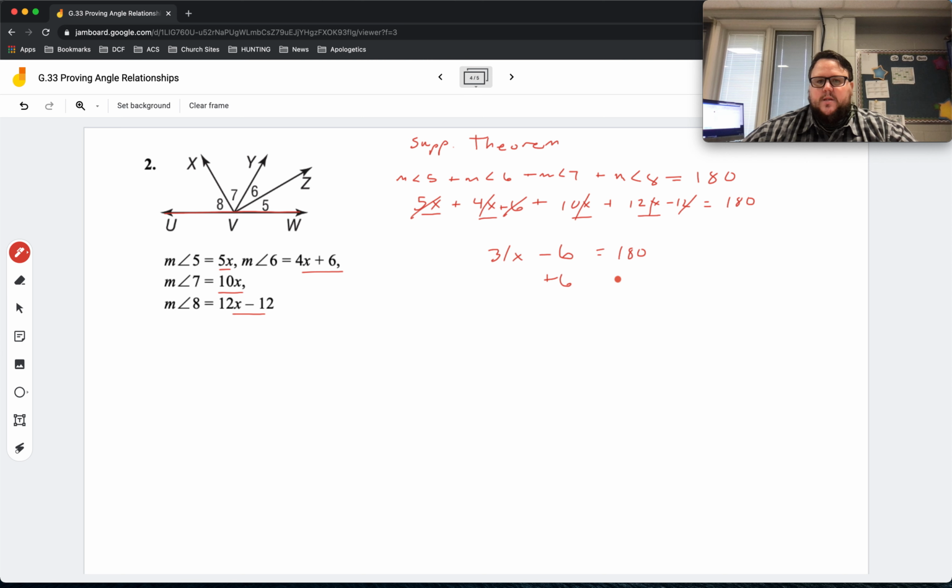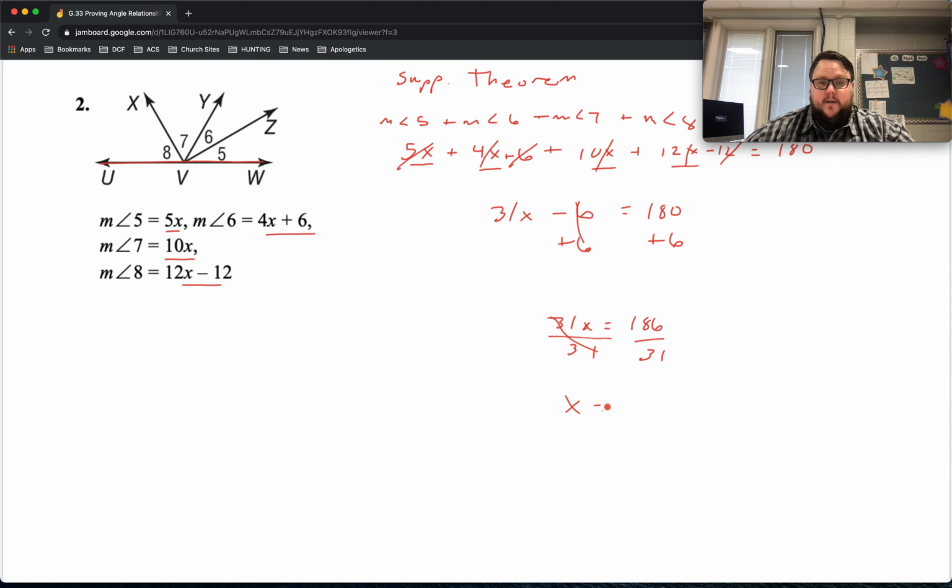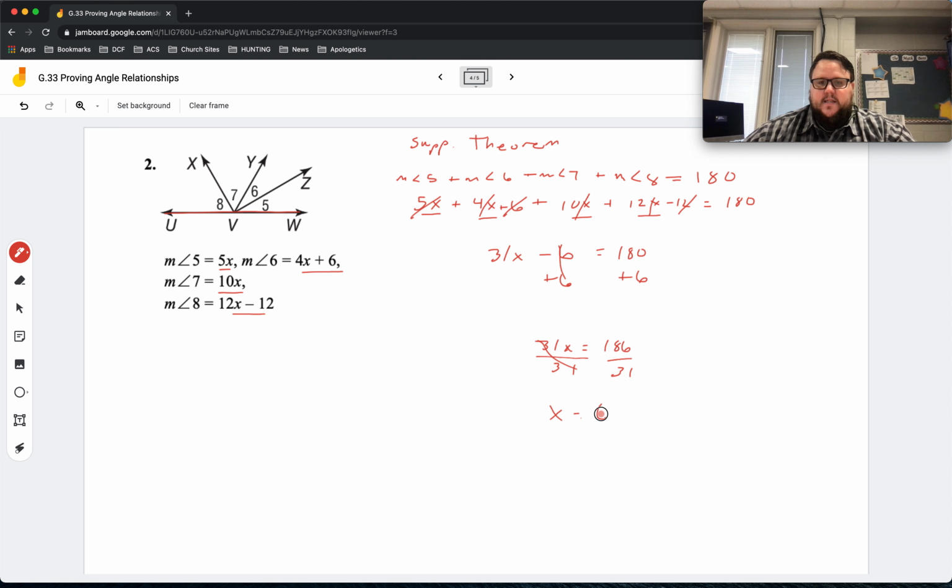Add 6 to both sides. 31x equals 186. So divide by 31. Divide by 31, and you get x equals 186 divided by 31 is 6. So now I have to just plug it in.